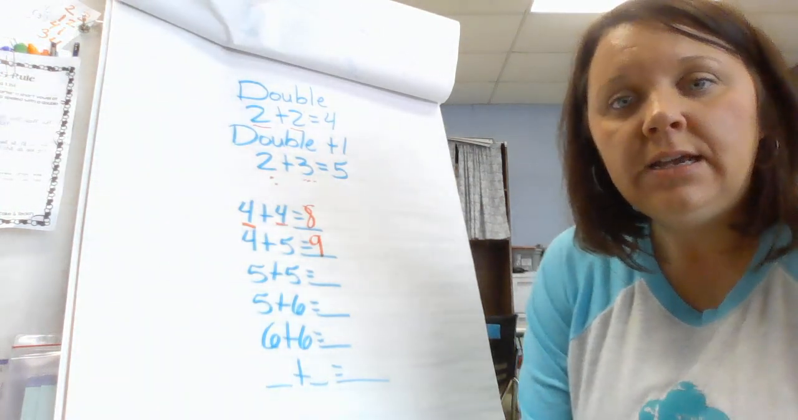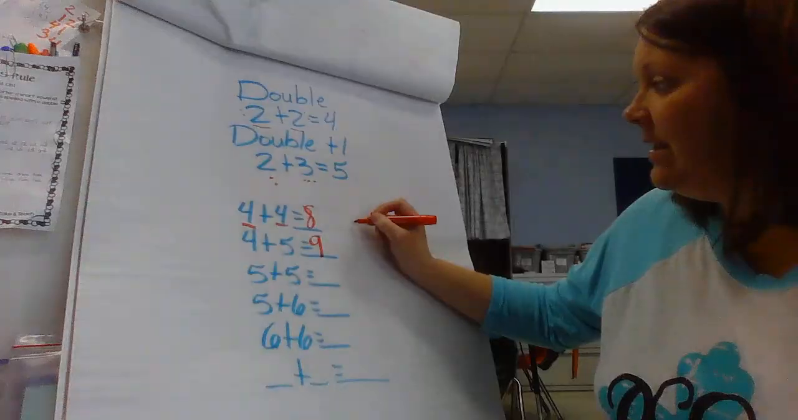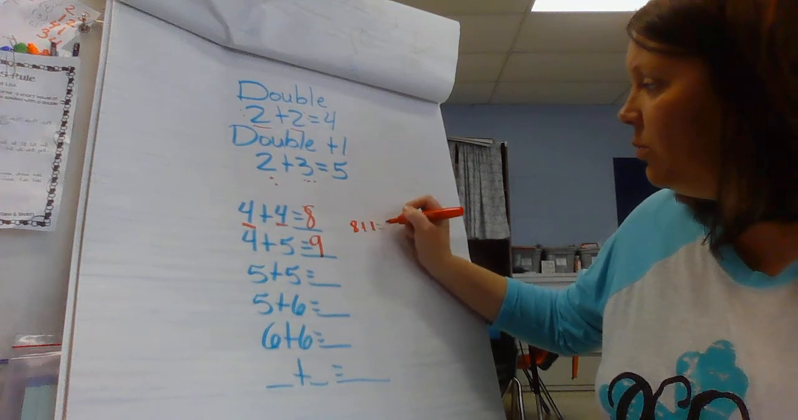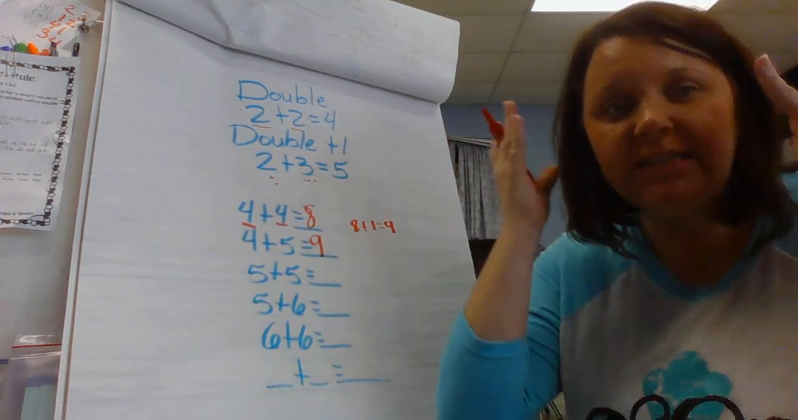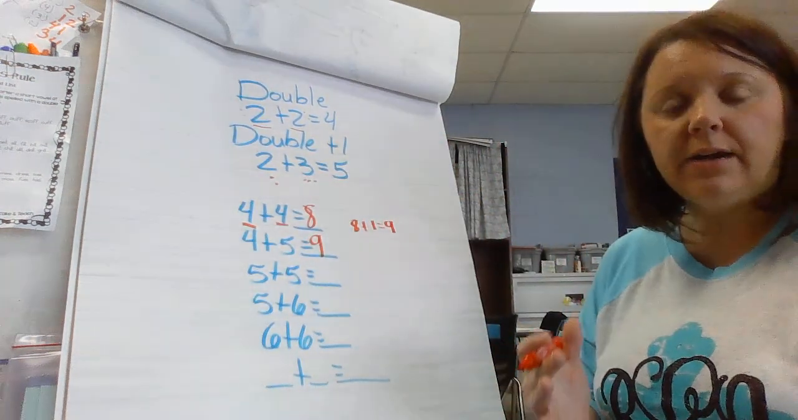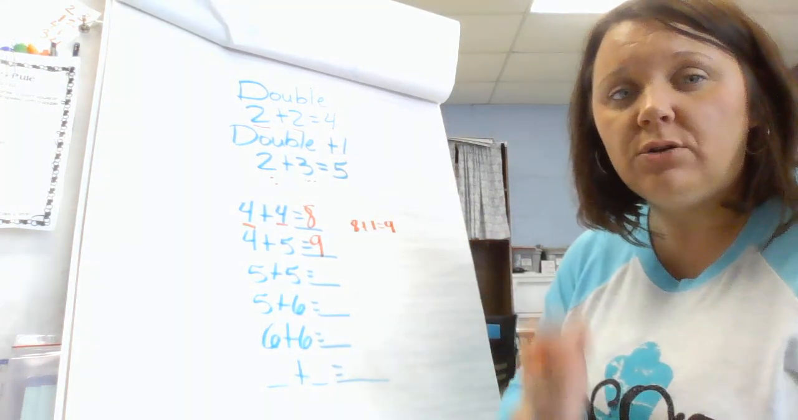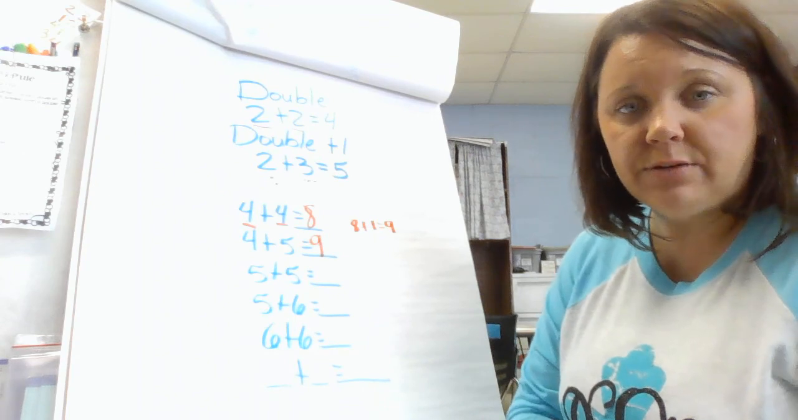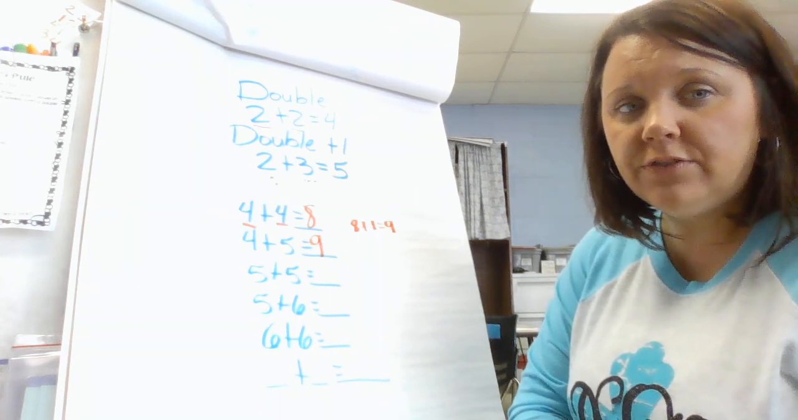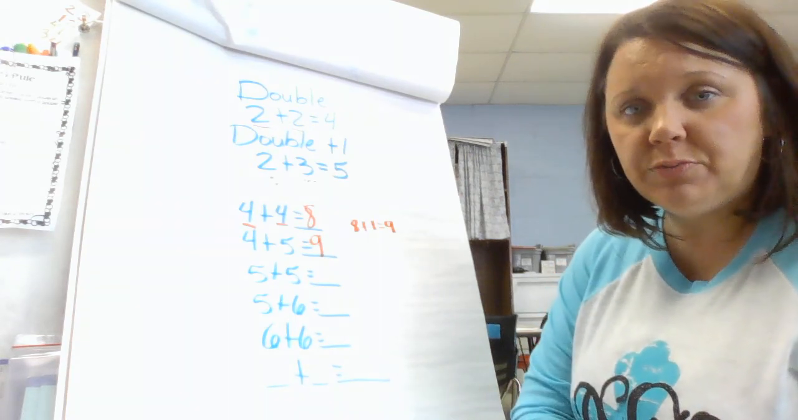Boys and girls, it's just like thinking like this. 8 plus 1 equals 9. We're just adding one more. We're counting up one more. This is so simple, and I just want you guys to know that the more you practice, the easier it will be. So no more counting on your fingers. Use your doubles facts. Use your doubles plus 1.